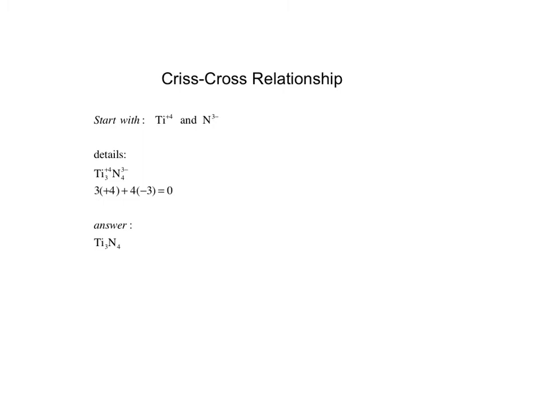What is the name of the compound? Is it titanium nitride or is it titanium 4 nitride? The answer is it's titanium 4 nitride because titanium can have more than one charge. So titanium 4 nitride. And if you're not sure about the Roman numerals, you can look them up. Titanium 4 nitride.